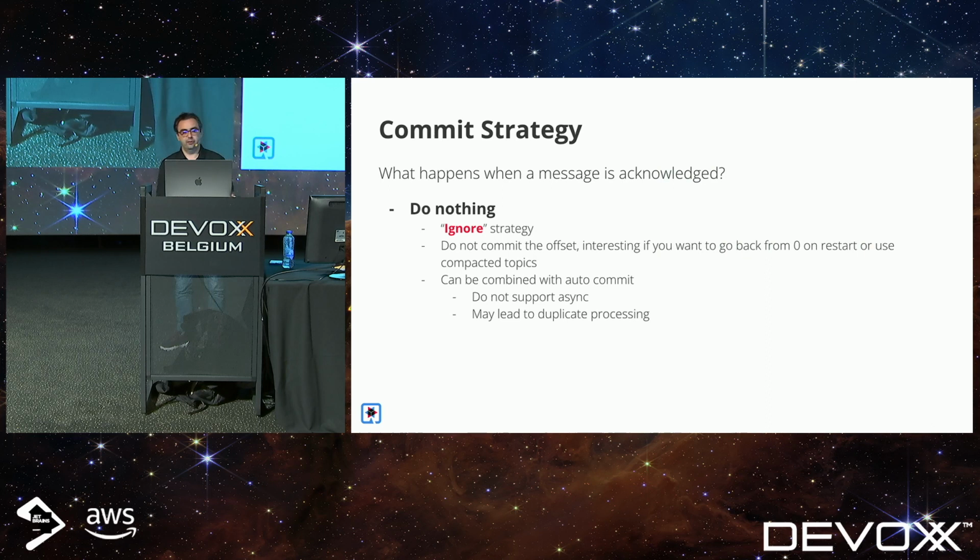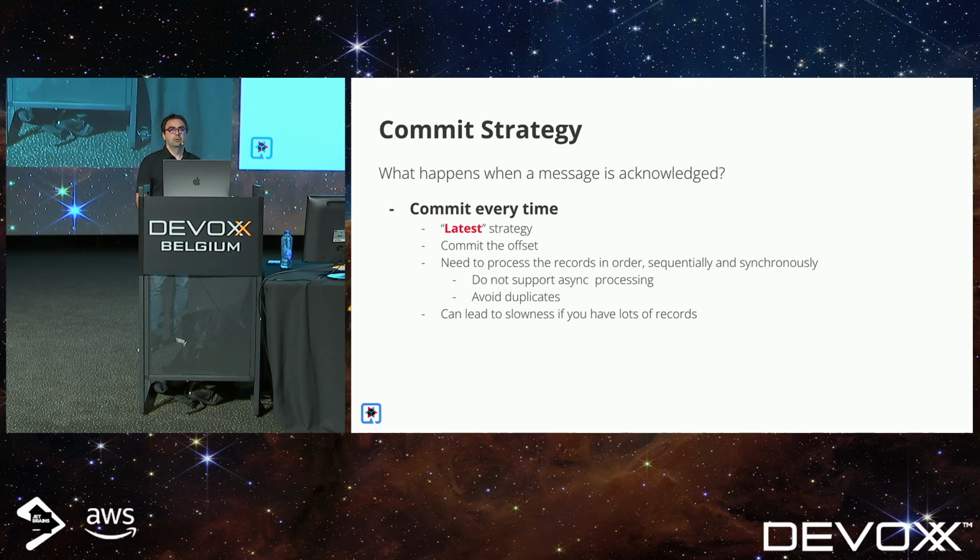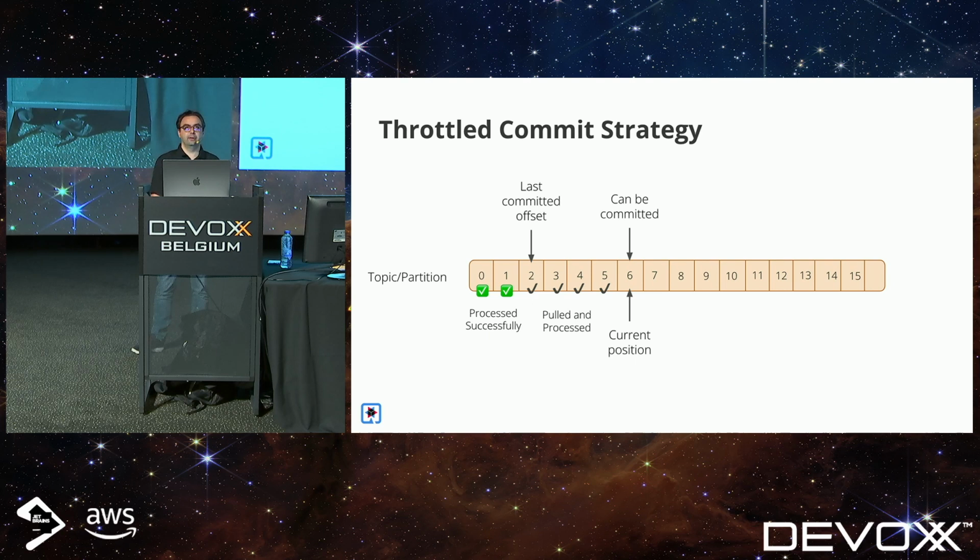So the commit strategy: ignore, yeah, fine, we don't commit. Latest, bad. We commit periodically the latest offset, regardless of whether everything before that has been processed or not. Throttled, this is the default, and this is what you need to use. Remember this? That's exactly what it is doing. It is tracking everything you received and checking when it has been processed, and periodically checks the latest offset where everything before that offset has been processed. If everything before that offset has been processed successfully, it commits the position plus one. Remember, the position plus one.